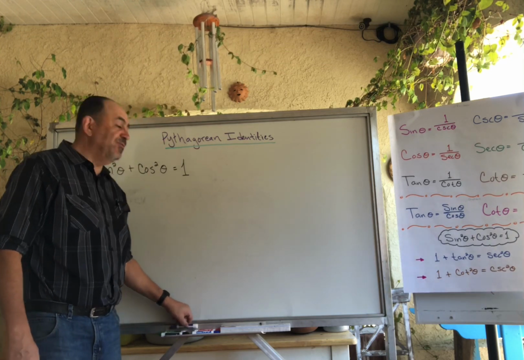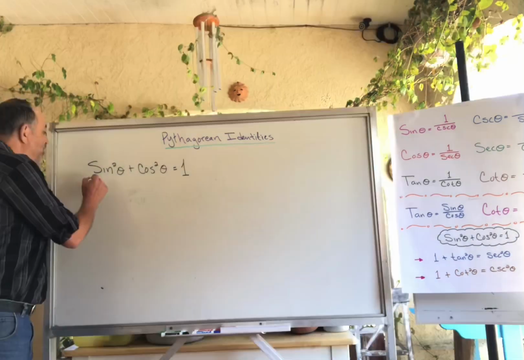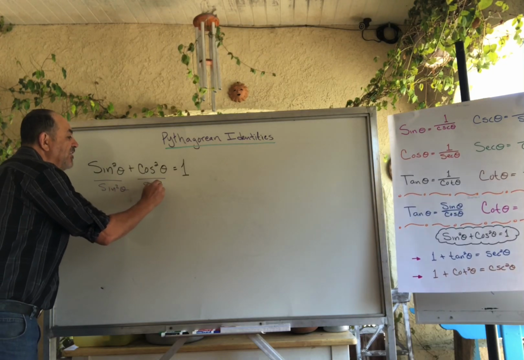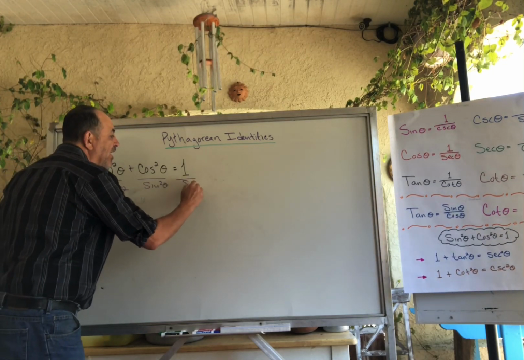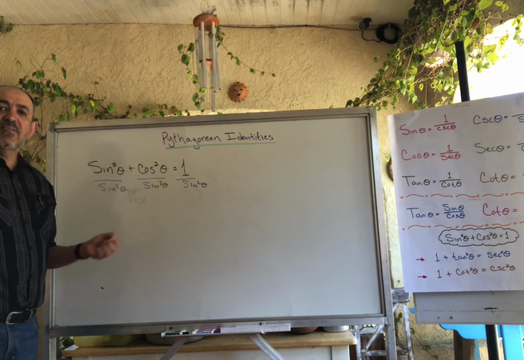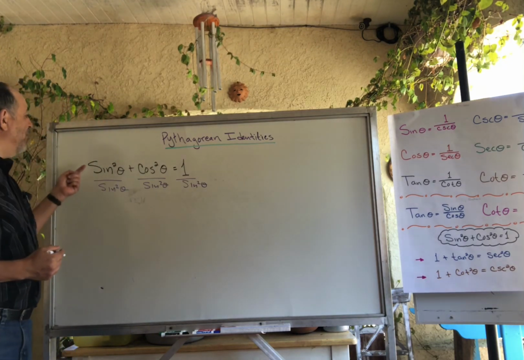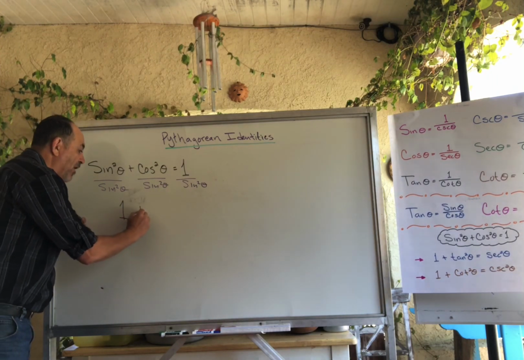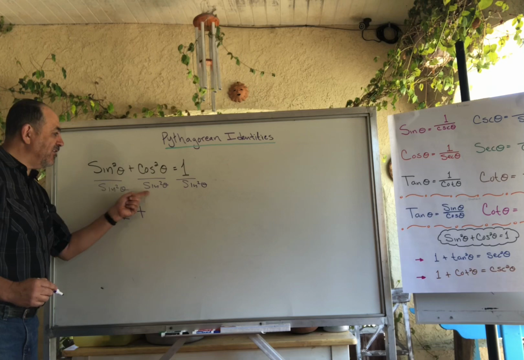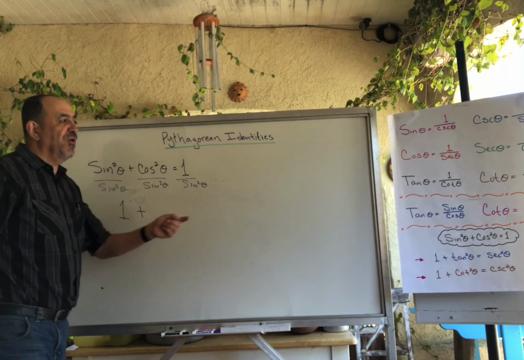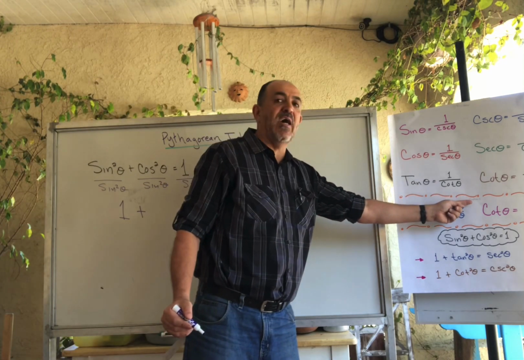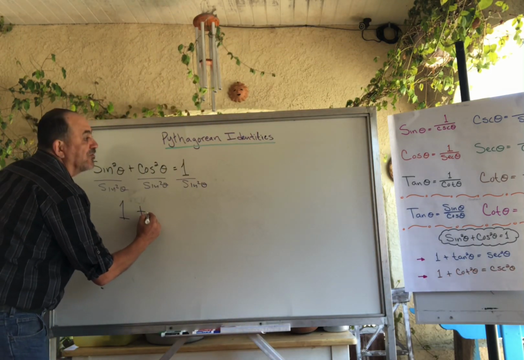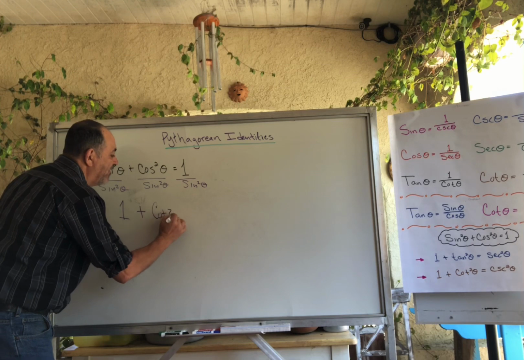All you have to do basically is just divide everything by sine squared theta, and just simplify. For example, what is sine squared theta divided by sine squared theta? It's 1 plus, what is cosine squared theta divided by sine squared theta? Well, you're going to remember that that's a quotient identity. Therefore, it is the cotangent squared of theta.